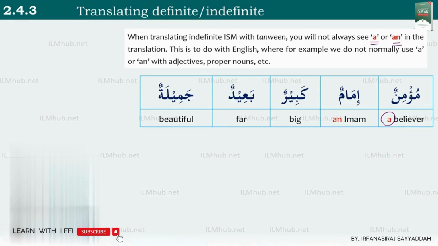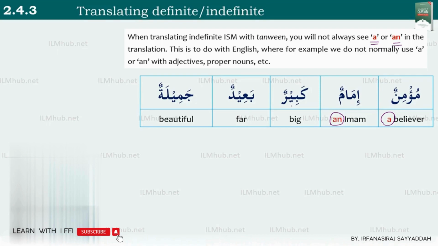Imamun, I'm going to say an imam. But I have another word next to it, kabirun, big. I don't say a big in English, right? I just translate as big. It's an adjective. Ba'idun, far.